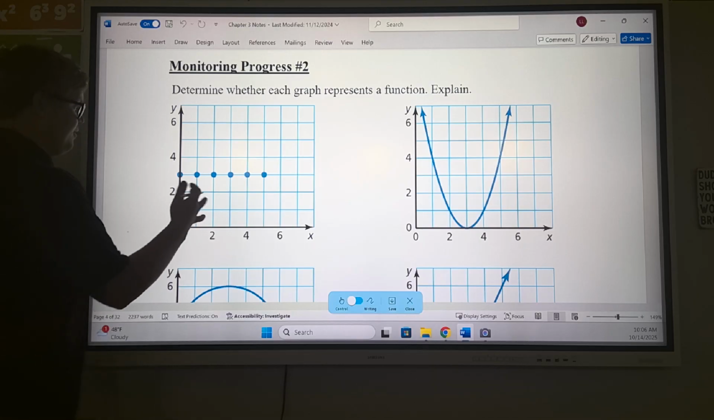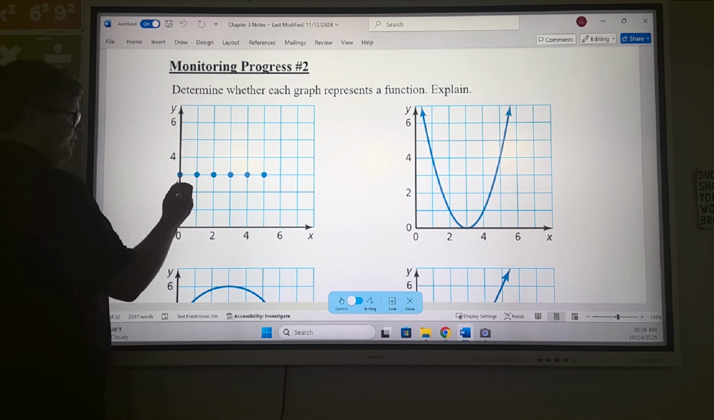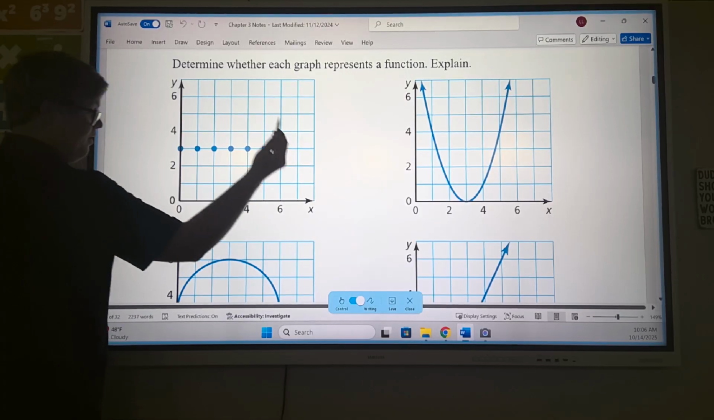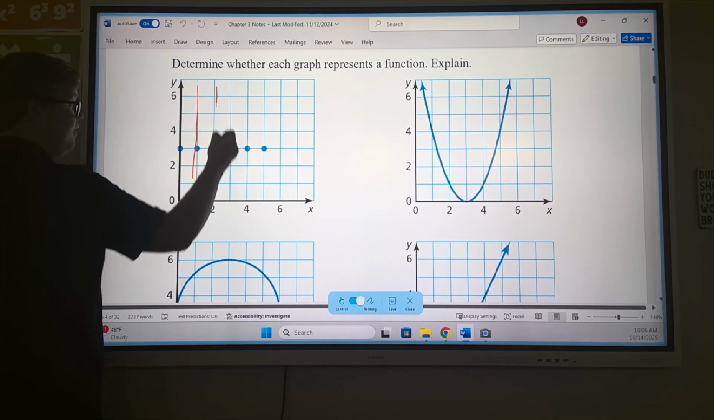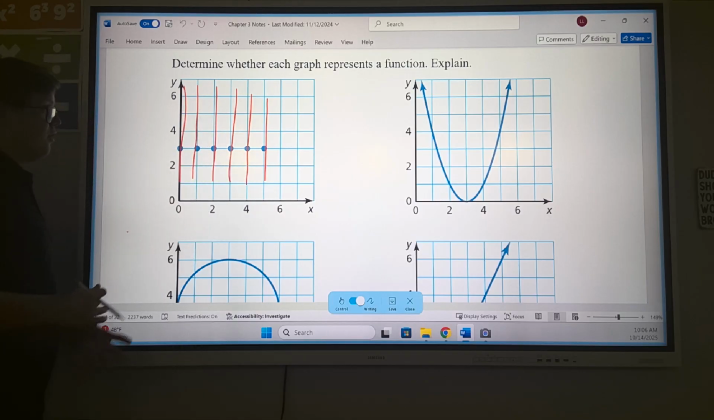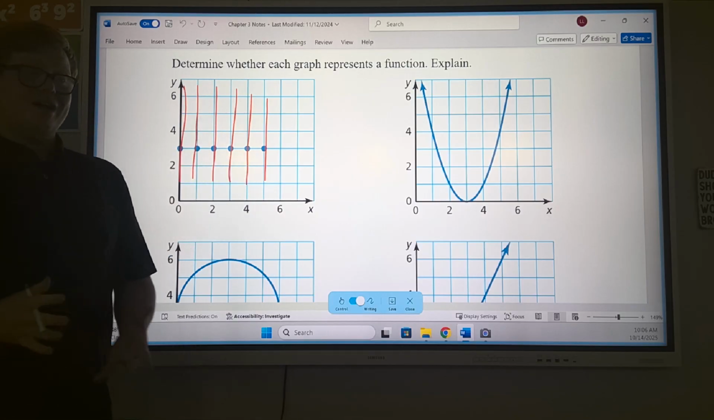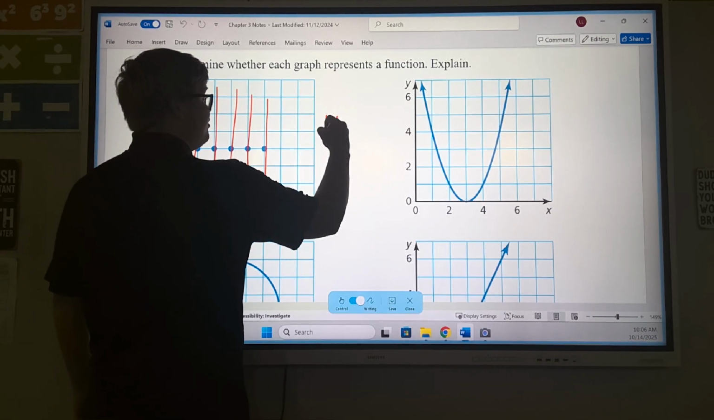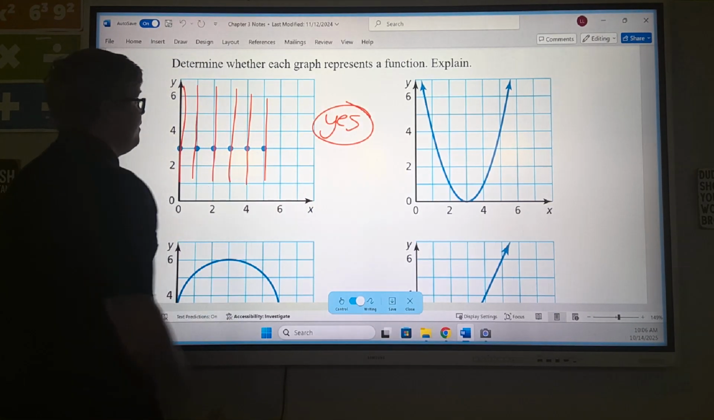Okay, we look at this first one. We see, if I draw a vertical line, here, here, here, here, here, and here. If we draw a vertical line on every single point, it's not going to be the same x-axis. So this is a function. It passes our test, right?